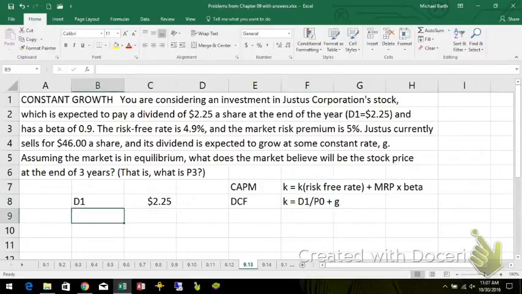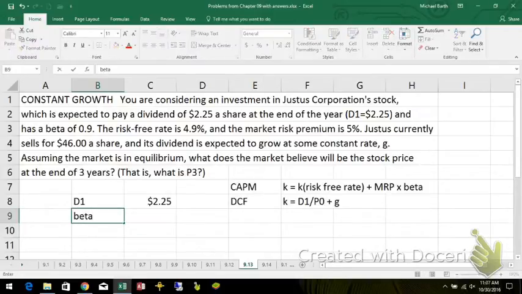But this ain't the real world. This is the college world. So what I can do here is just write down what they're giving me and then solve for the pieces and then slap them all together, because that's all this problem's doing, is walking us through the concept. So D1 is 2.25.